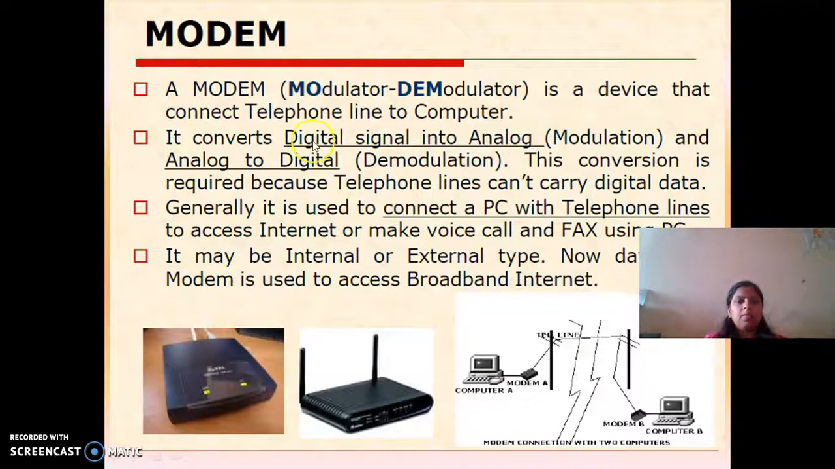Then we have modem. Modem's full form is modulator and demodulator. Modulation is digital signal to analog, and demodulation is analog to digital. The modem will be connected through telephone lines, the internet line. Digital data will be converted to analog, and from analog to digital. This is how the modem does modulation and demodulation. It will connect the PC with the telephone lines, basically to access the internet, to make voice calls, fax, or PC.